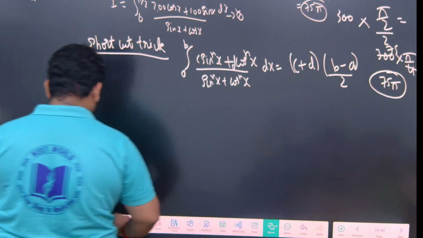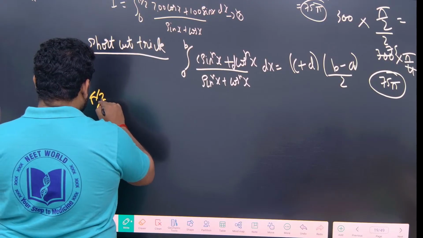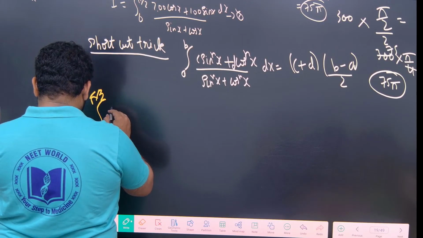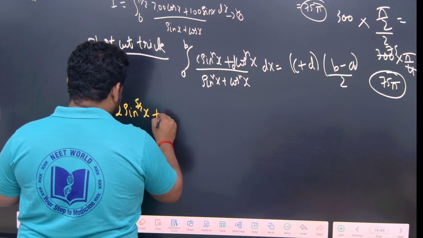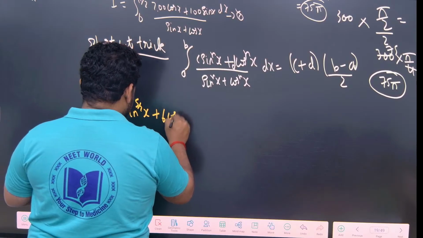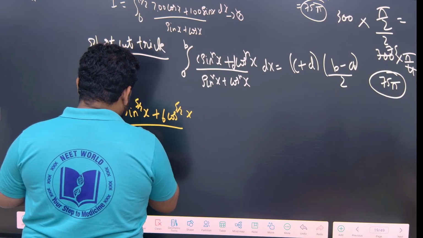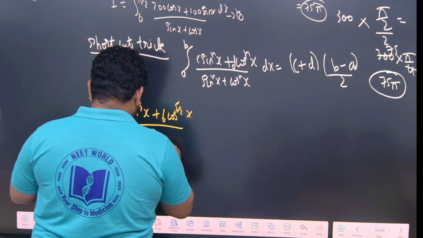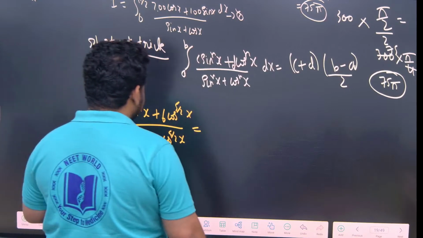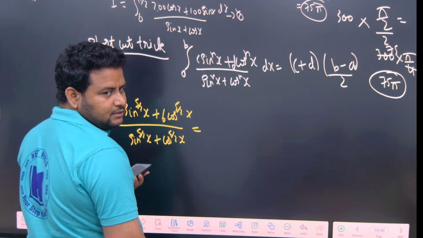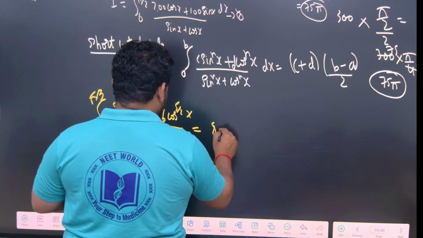Suppose they have given the limits pi by 6 to pi by 3, and the integrand is 2 sin power 5 by 2 x plus 6 cos power 5 by 2 x, divided by sin power 5 by 2 x plus cos power 5 by 2 x. So what is the answer here? C plus d into b minus a by 2. C plus d is what? 2 plus 6, that is 8.